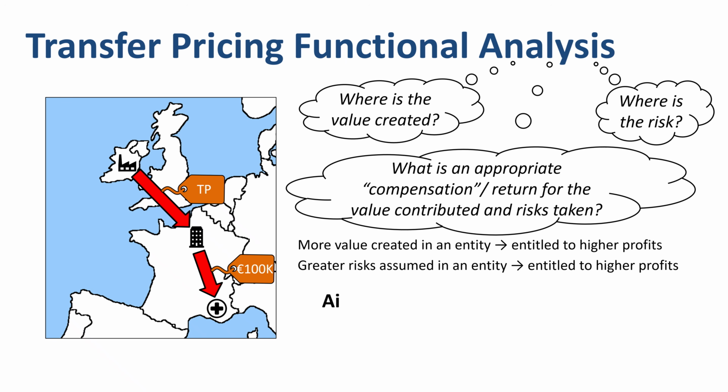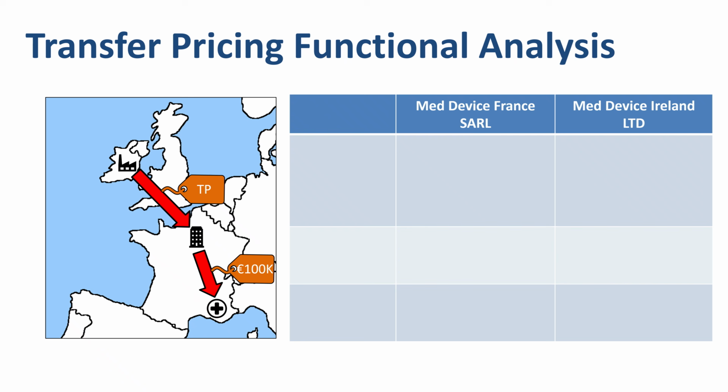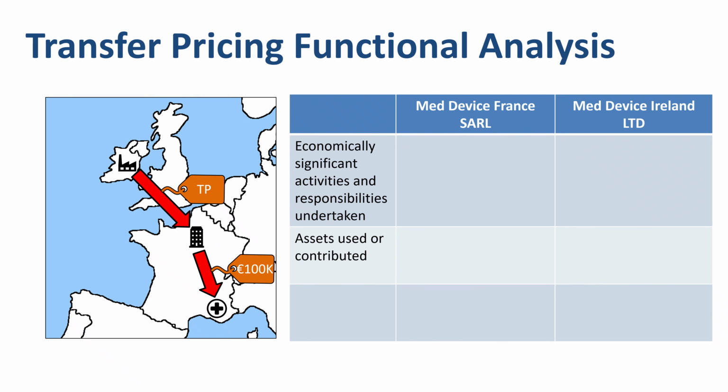Functional analysis is a chance to tell the story of your multinational enterprise, and it helps to build well-documented and defendable transfer pricing positions. Here's a high-level overview of what a functional analysis dives into. Economically significant activities and responsibilities undertaken. Assets used or contributed. Risks assumed.